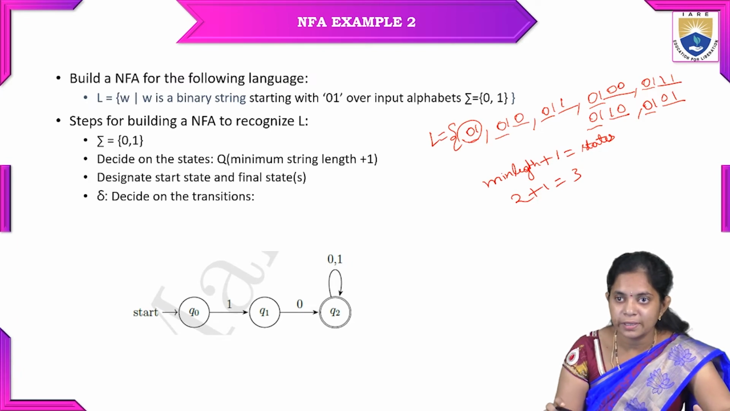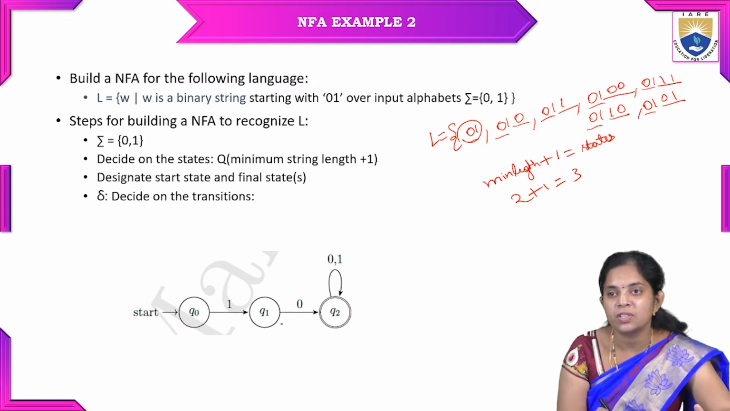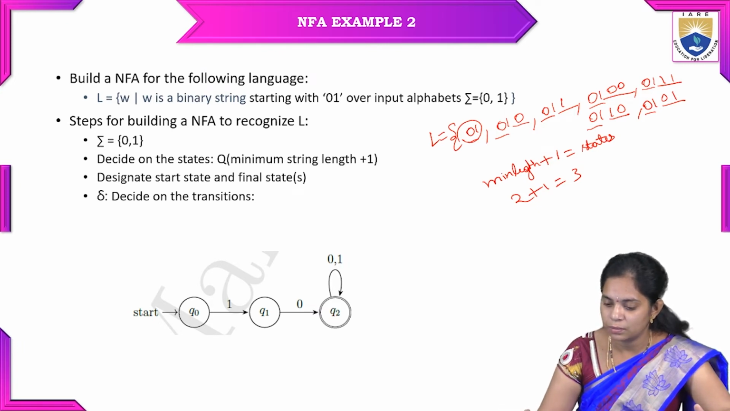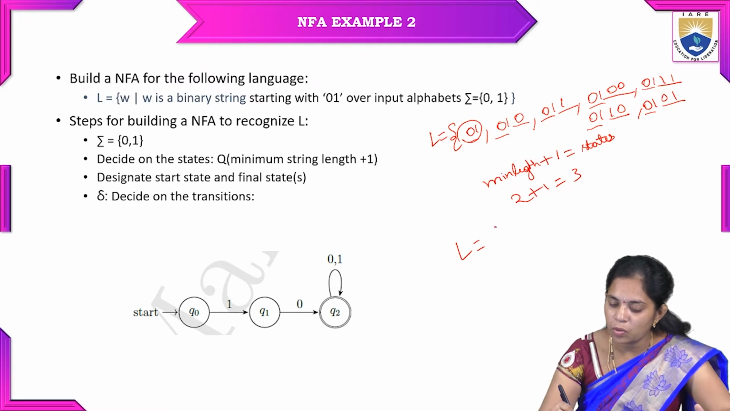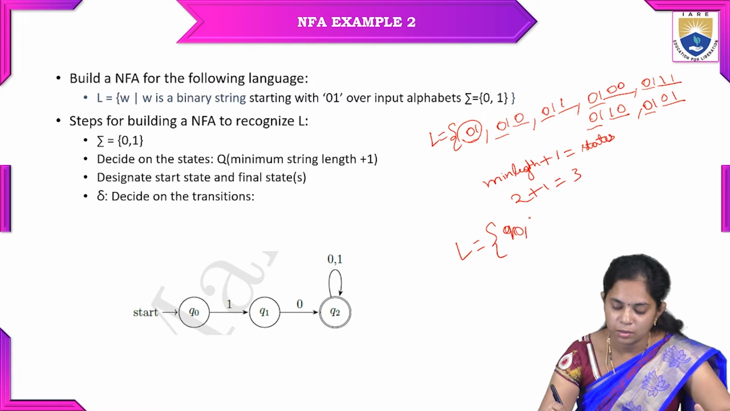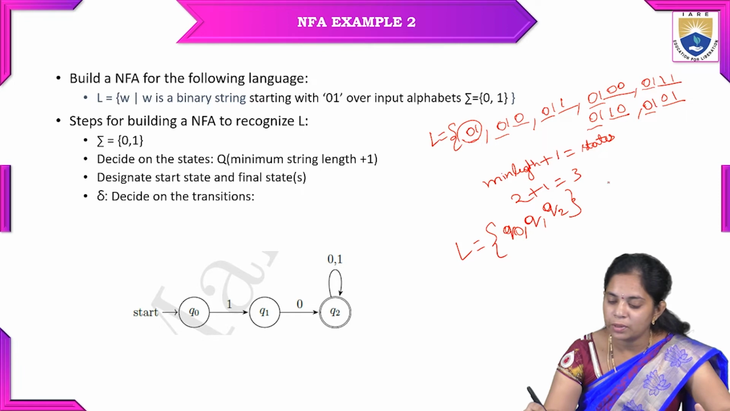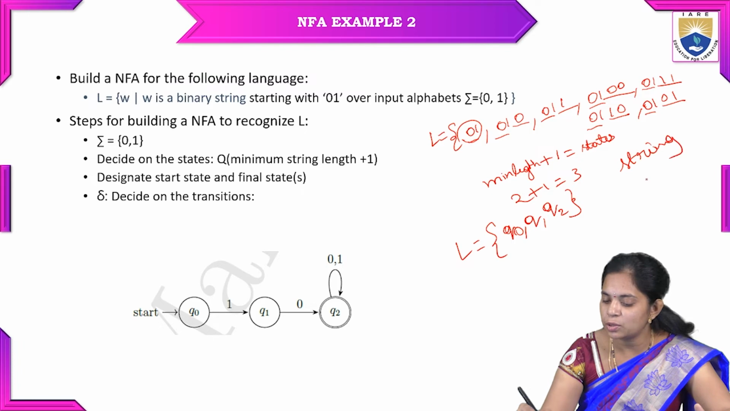And here is the example with this construction. The starting state is q0, and q1 is the next state, and we have to satisfy the condition. The language has the states q0, q1 and q2.